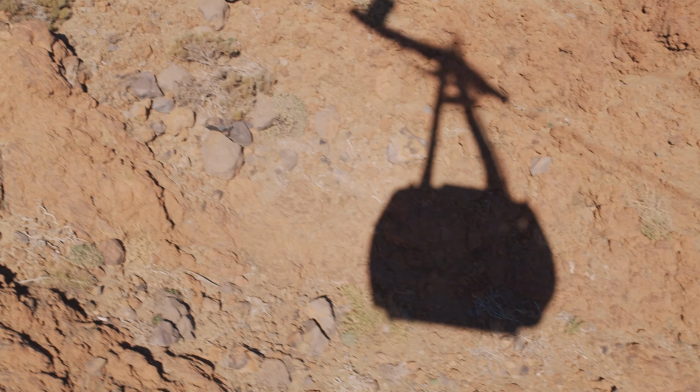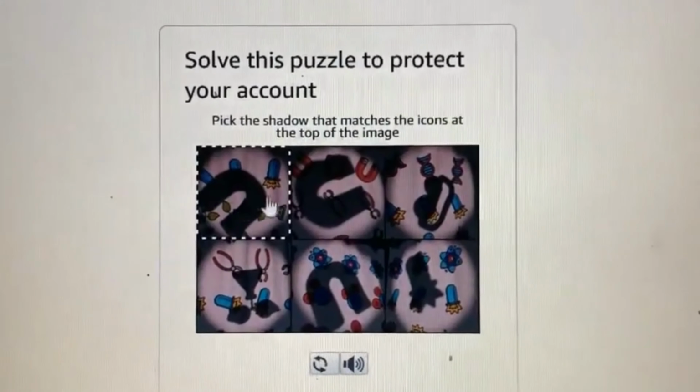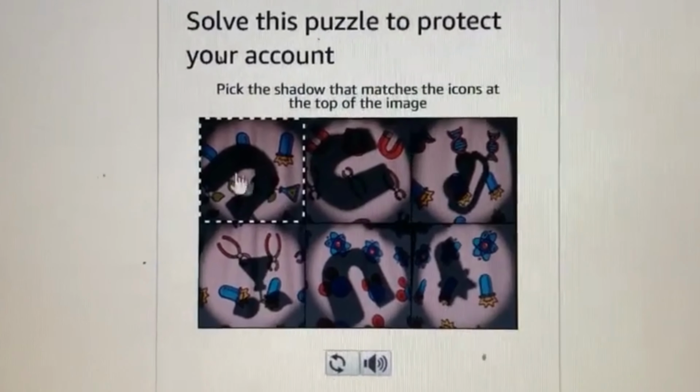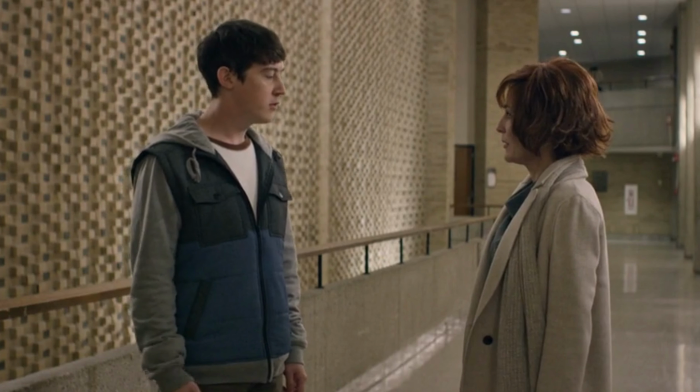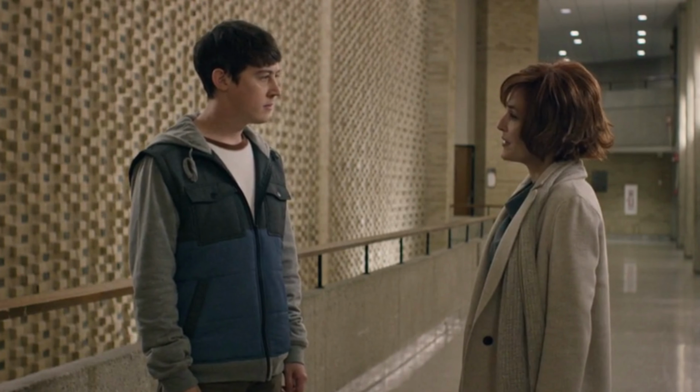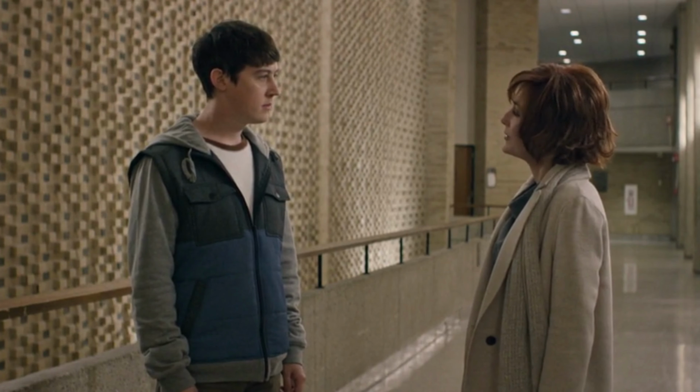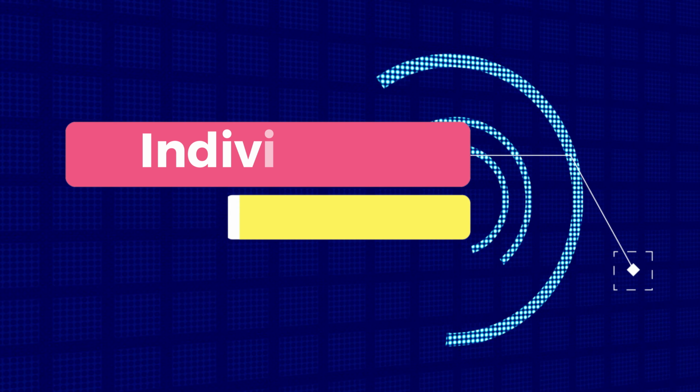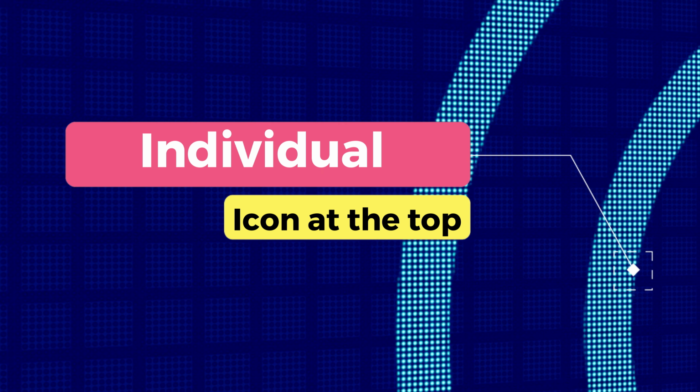Okay, so here's what to do when it comes up with the pick the shadow that matches the icons at the top of the image. I originally thought it was meaning the top row of the icons. But that trivial, non-trivial stuff is so confusing. No, it isn't. Not for you. But it's actually meaning the individual icon that matches the top row of the actual picture. Well, why didn't you say so?